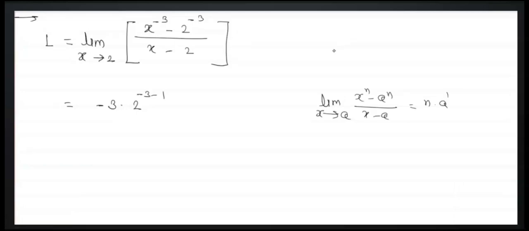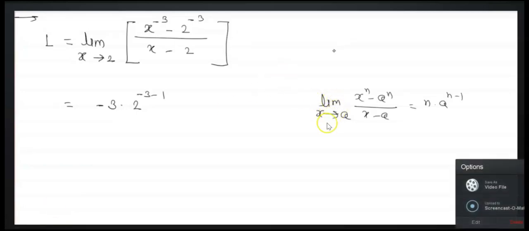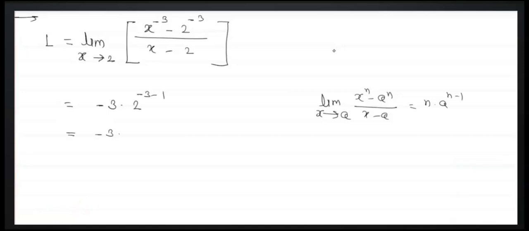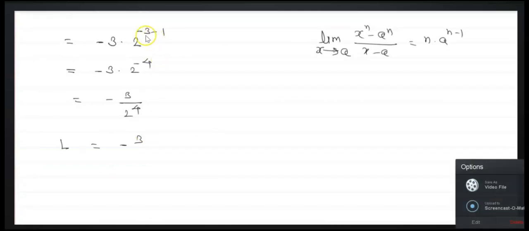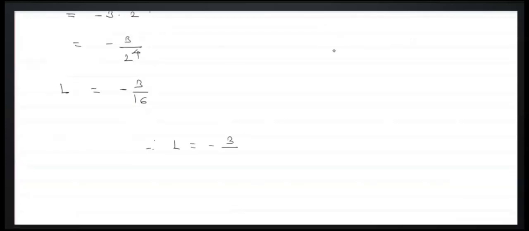This is the basic formula: limit x tends to a, x raised to n minus a raised to n upon x minus a is equal to n into a raised to n minus 1. Therefore, minus 3 minus 1, that is 2 raised to minus 4. Therefore, minus 3 upon 2 raised to 4. And what is the value of 2 raised to 4? The value of 2 raised to 4 is 16. Therefore, this is the answer.